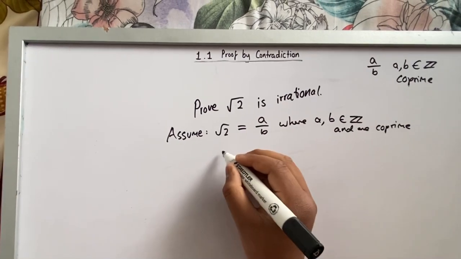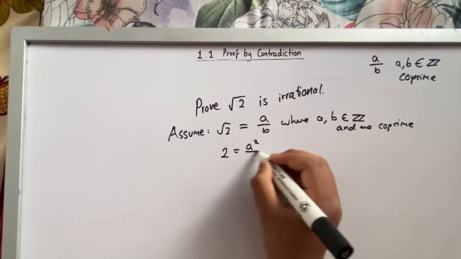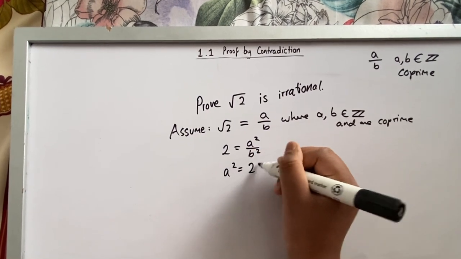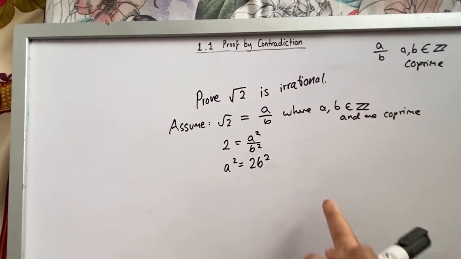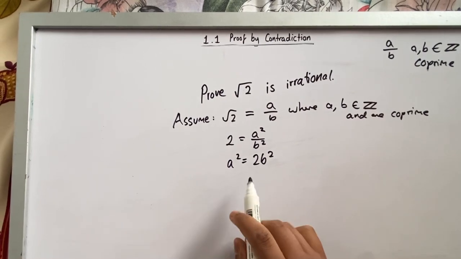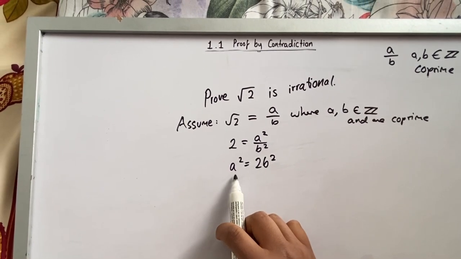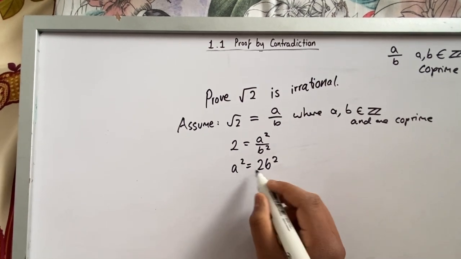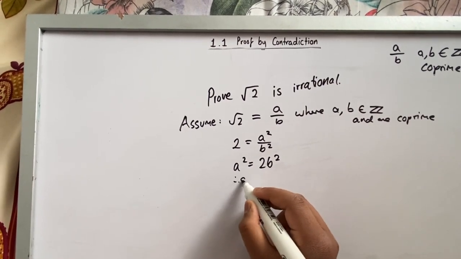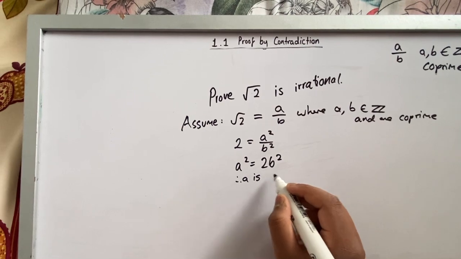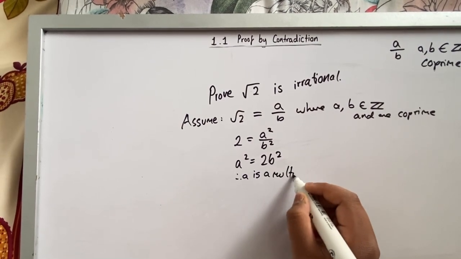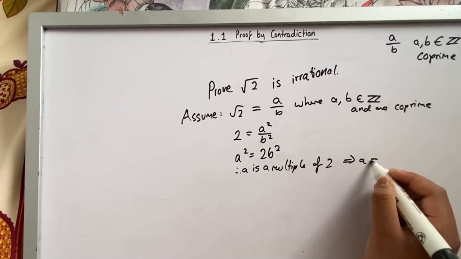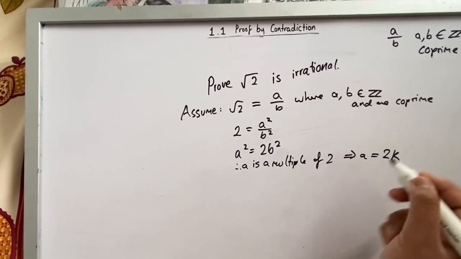Let's square both sides. We get 2 equals a squared over b squared. Multiply both sides by b squared. We get a squared equals 2b squared. From the first example that I did, we proved that if n squared is even, then n must be even. So because a squared is a multiple of 2, that means a is a multiple of 2, or we can write a equals 2k.